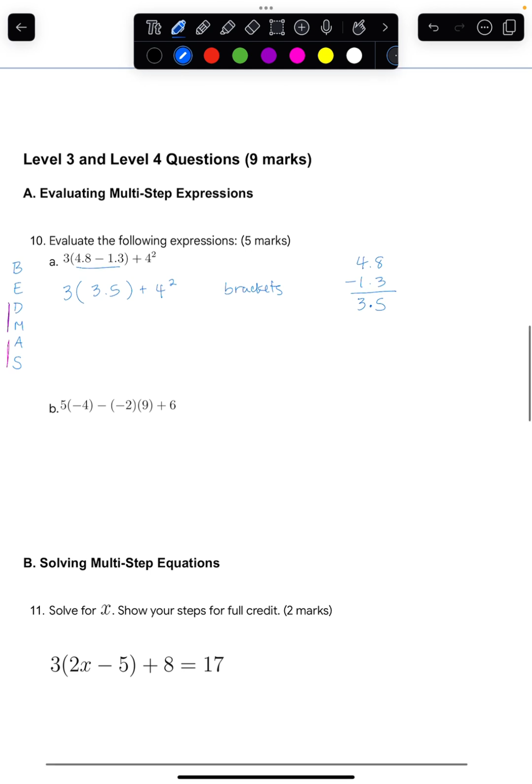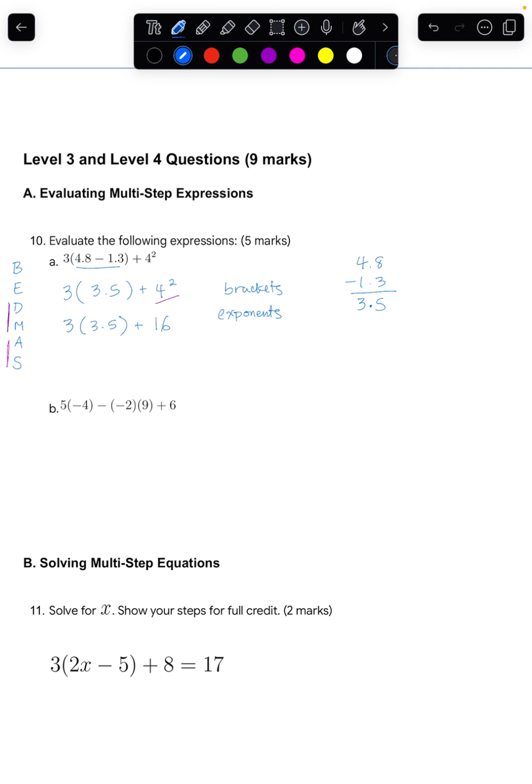Next, so after brackets, we need to evaluate the exponents. And the exponent here, in this case, is this 4 squared. I'm going to write everything else out so I don't lose track. So 3 times 3.5 plus 4 squared is now 16. So 4 times 4 is 16. So 4 squared is 16.